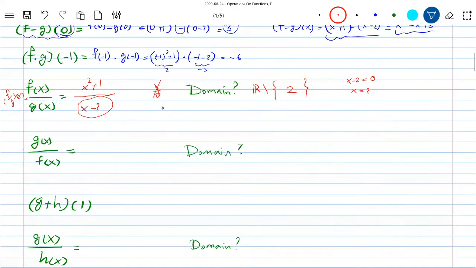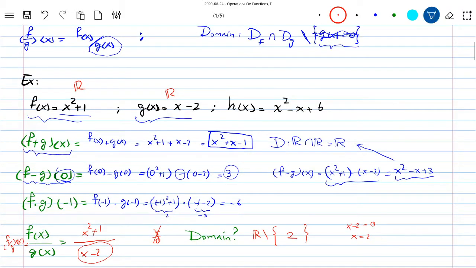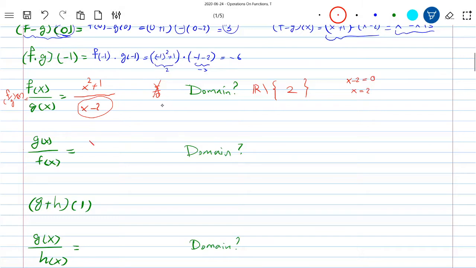Here, what if it was g divided by f? g divided by f is x minus 2 divided by x squared plus 1. What is the domain? Again, all real numbers, minus where the denominator is 0, because all real numbers is the intersection of the f and g domains. x squared plus 1 equals 0, x squared equals negative 1, x equals the square root of negative 1, plus or minus.